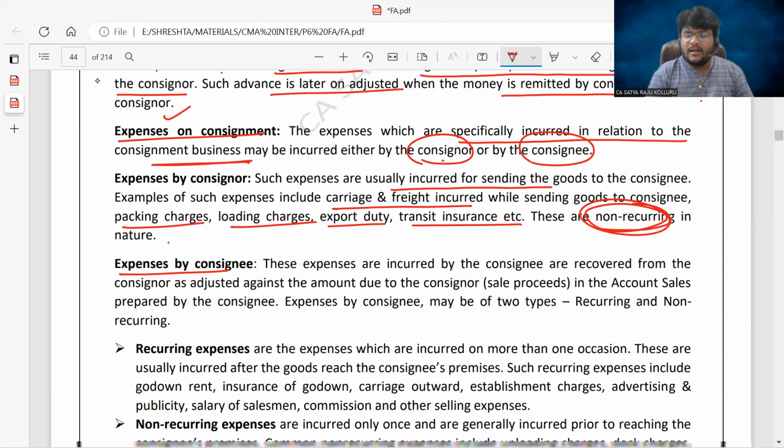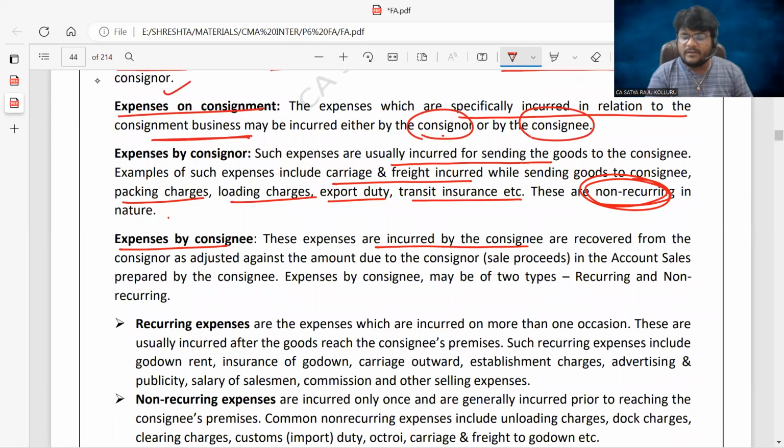Expenses by consignee. The expenses incurred by consignee are recovered from the consignor or adjusted against the amount due to the consignor in the account sales.